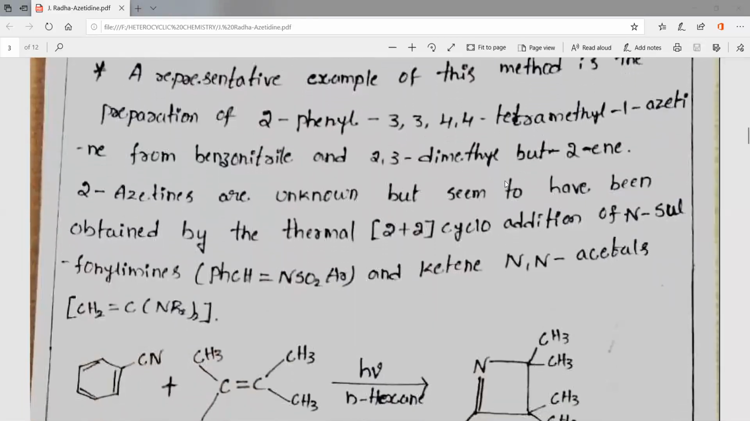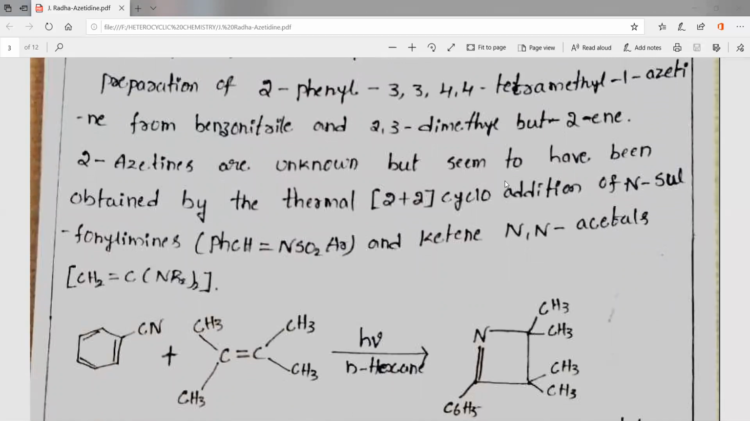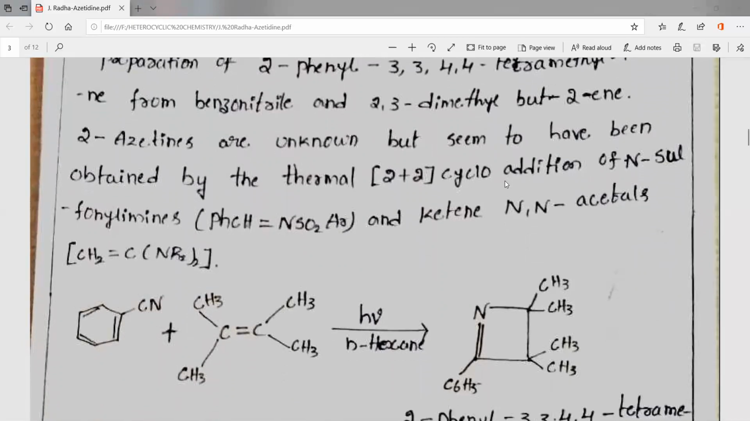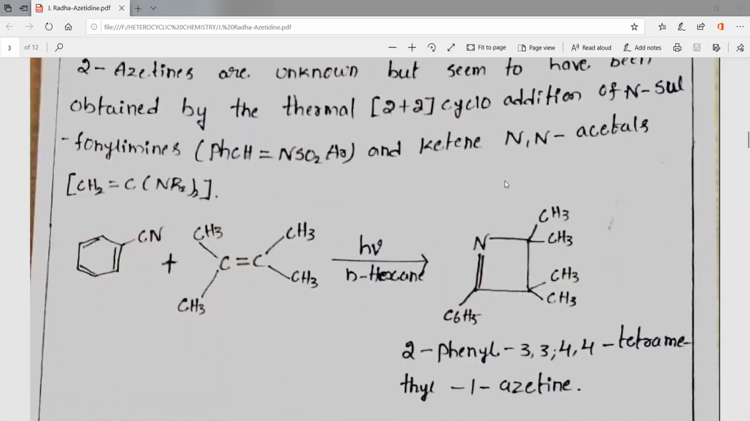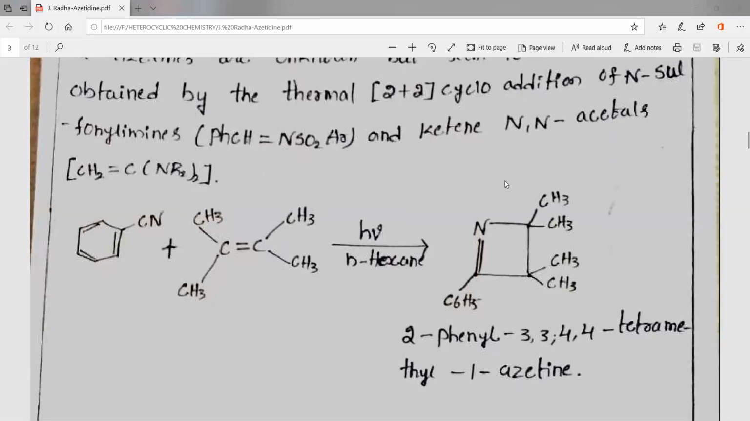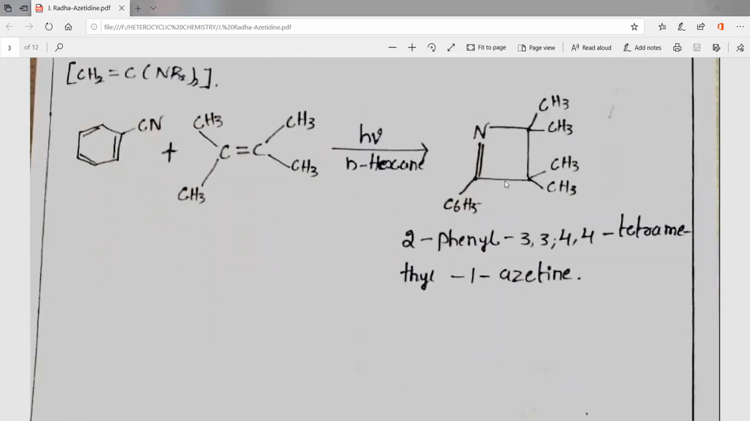This is a method where benzonitrile is reacting with 2,3-dimethyl-2-butene. It reacts with benzonitrile in n-hexane on exposure to light, resulting in the formation of an azetine derivative. So it is 2-phenyl-3,3,4,4-tetramethyl-1-azetine. It is also a method for the synthesis of azetine but not azetidine.